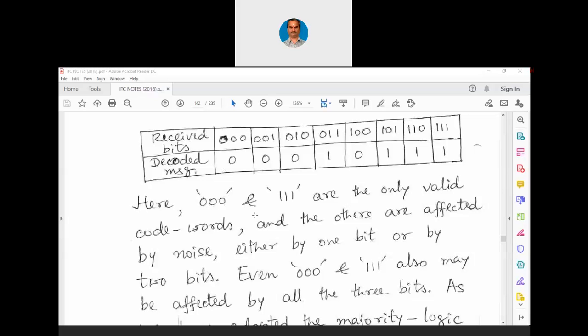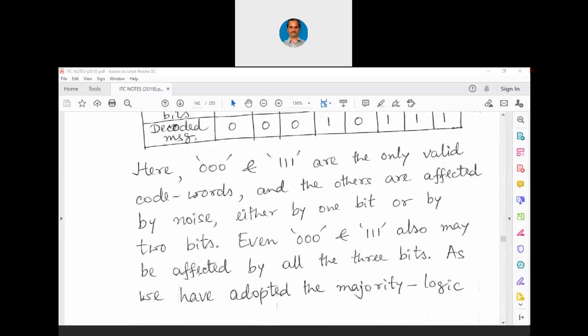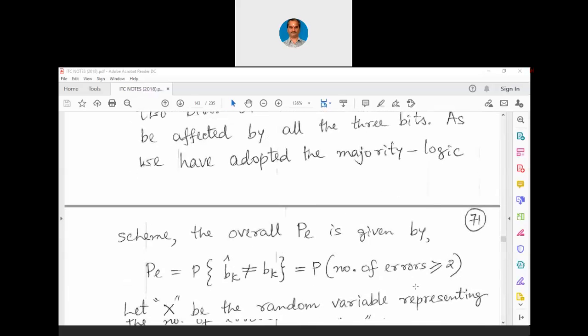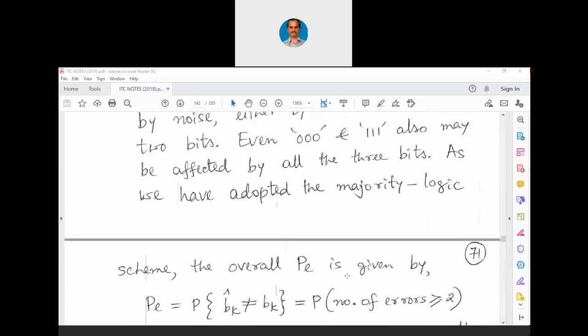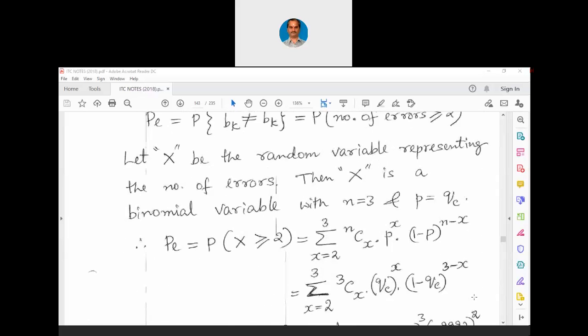So here 000 and 111 are the only valid code words and the others are affected by noise, either by 1 bit or by 2 bits. Even 000 and 111 also may be affected by all the 3 bits. But as we have adopted the majority logic scheme, the overall probability of error is given by PE equals P of BK cap not equal to BK, that is at the source decoder. That is the probability of number of errors greater than or equal to 2. As we have 2 check bits here, out of 3 bits, if there are 2 bits under error, then we should calculate that probability of error.